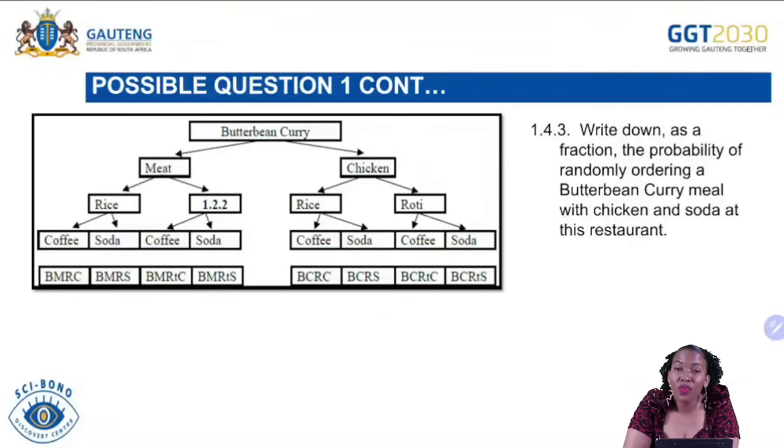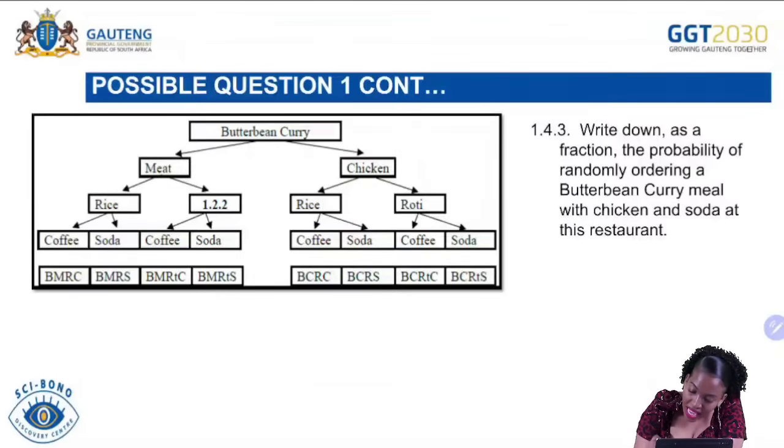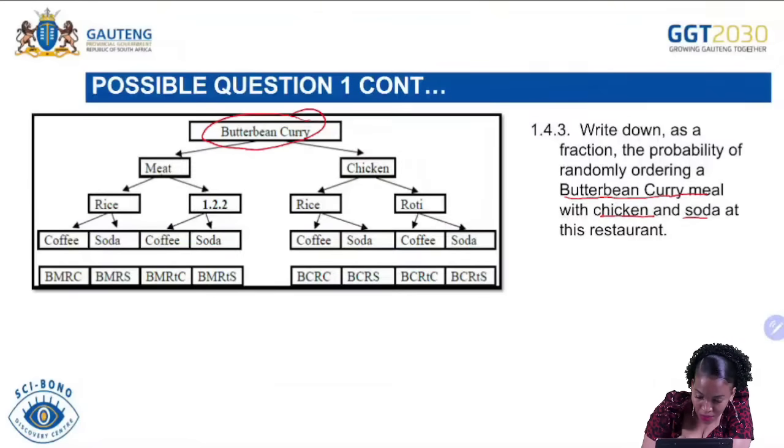1.4.3, you must write down as a fraction the probability of randomly ordering a butter bean curry meal with chicken and a soda at the restaurant. Remember, now we want a butter bean curry with what? With chicken and what? And soda. So this is the chicken meal. Where is soda? This is soda, and there is another soda.